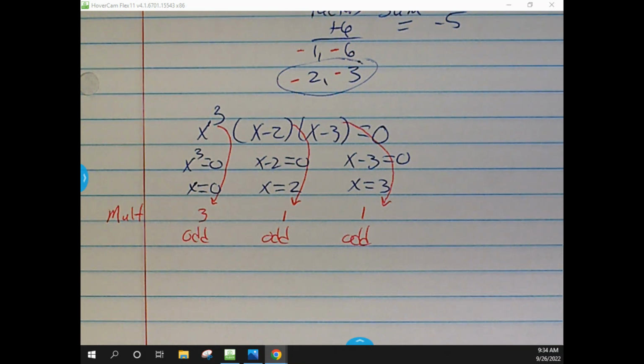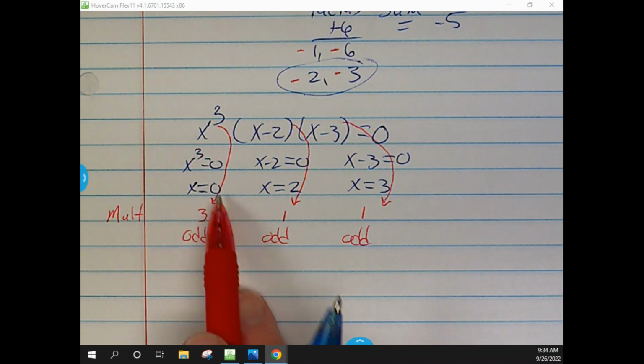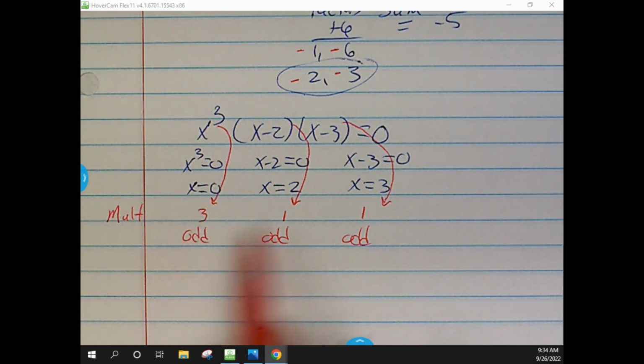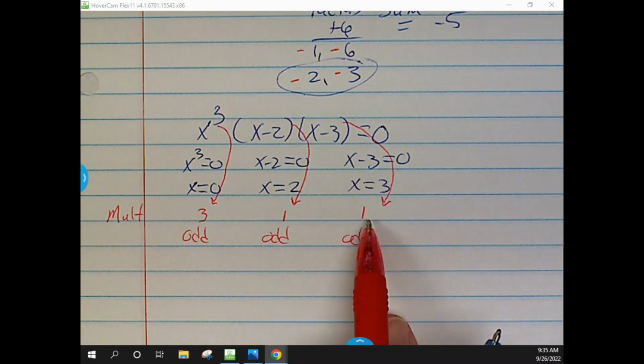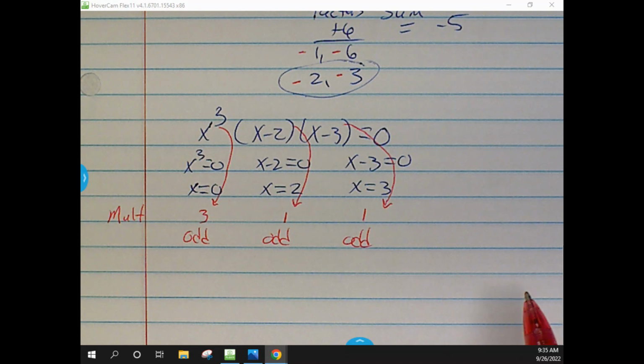Okay, so we've got the solutions. If we do x equals 0, it's going to be a multiplicity of 3, which means it's an odd multiplicity. If we do x equals 2, the multiplicity is 1. If we do x equals 3, the multiplicity is 1. And then now we've got to try to graph this thing.